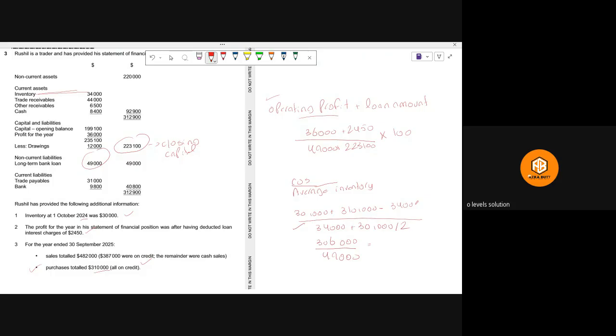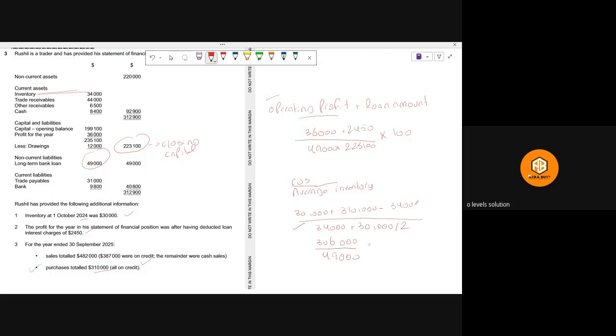306,000 divided by the 49,000. Okay, so it is actually giving me the same answer as well. So can you please just check its marking scheme? Because I think that once again 34,000 plus 30,000. This is 37,000. 37,000 divided by 2. Once again it is giving another answer.